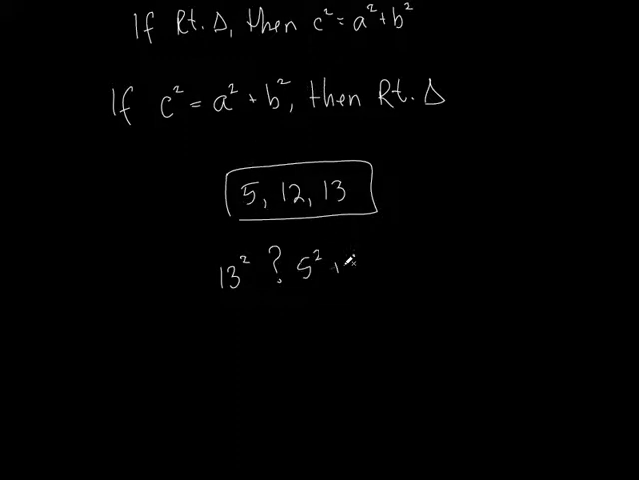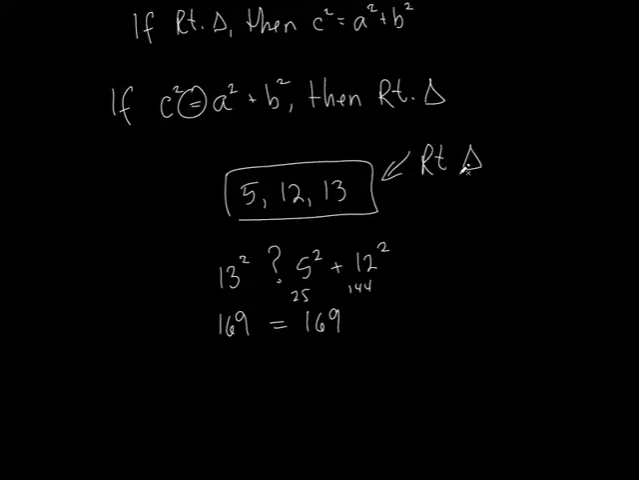So 5 squared plus what? 12 squared. Let's see. Well, 13 squared is 169. This is 25. That's 144. If I add those up, I get what? 169. Does 169 equal 169? Yeah. Of course it does. So if they equal each other right here, then what kind of a triangle is this? Right. That's right. That is a right triangle right there.